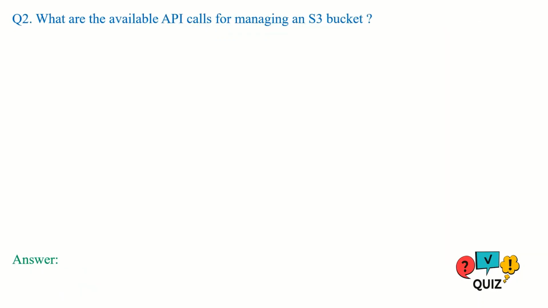What are the available API calls for managing an S3 bucket? We have 4 API calls we'll try to touch upon in today's class. We did not go into detail with this particular topic. We have 4 APIs: put, get, list, and delete. These are all the API calls that we can call while uploading or managing the S3 bucket. REST APIs? That's different.